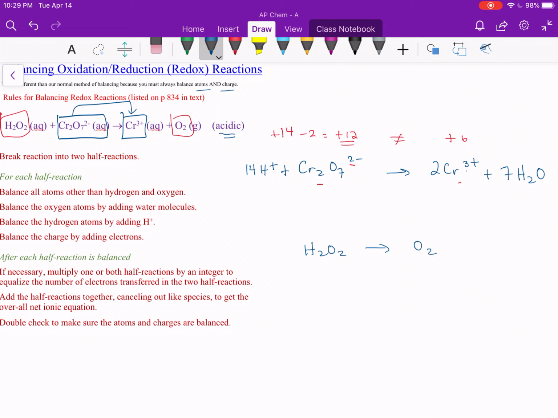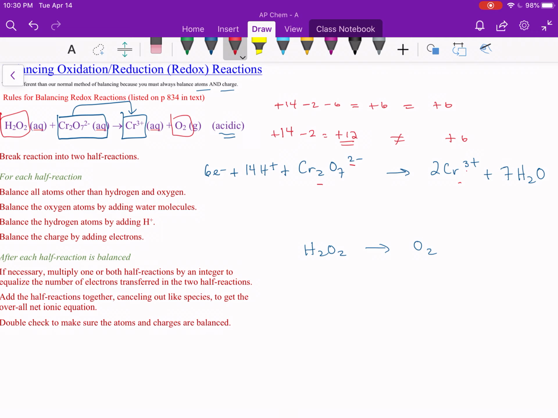So over here, then we are going to have to add 6 electrons. Because if we add 6 electrons, now we're going to add a negative 6 to this, right? And so now we have a plus 14, a minus 2, and now a minus 6. And that's going to give us our plus 6. And that plus 6 now equals plus 6 on this side. So in that terms, now we have our charges and our atoms balanced.